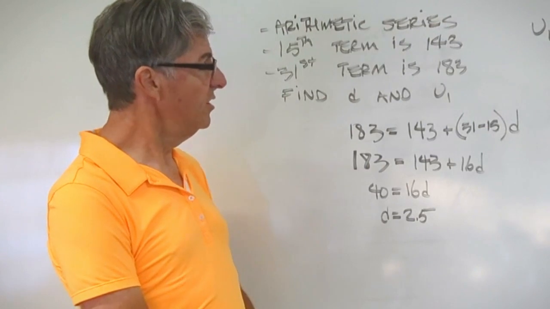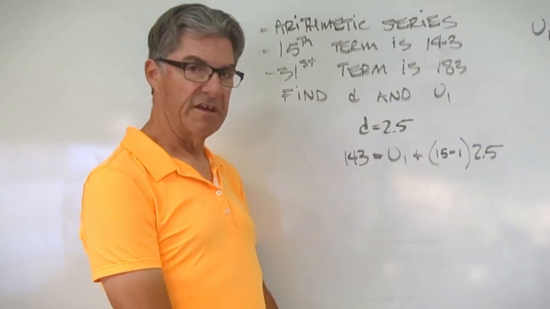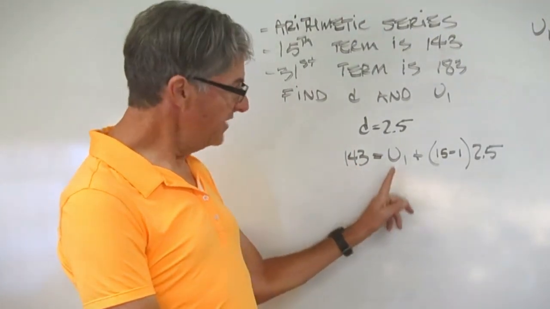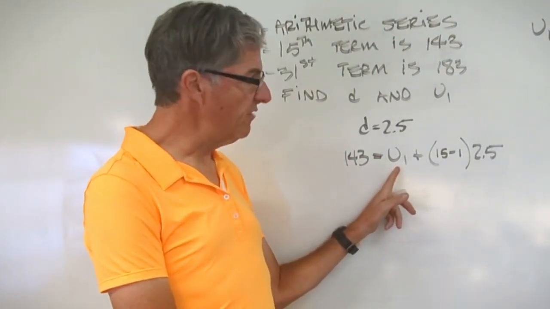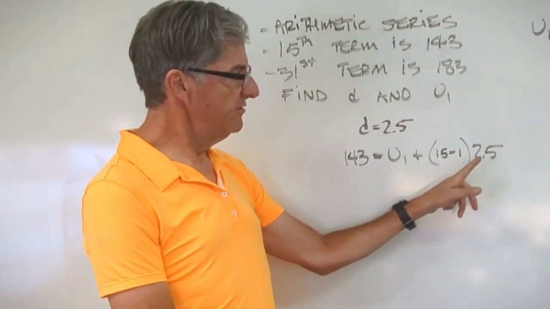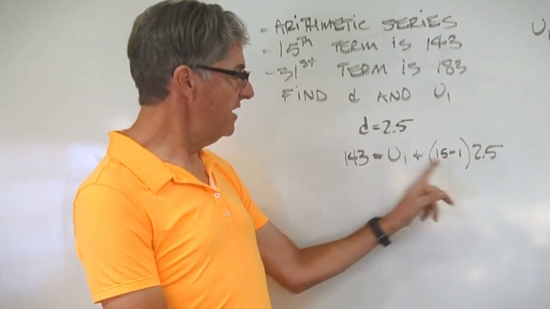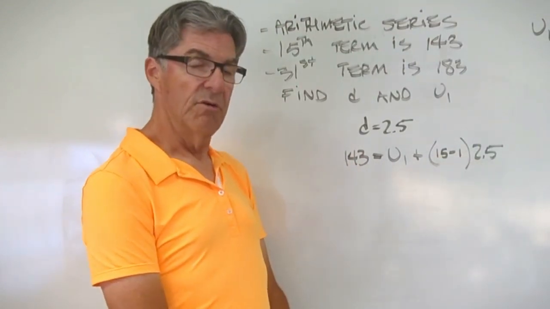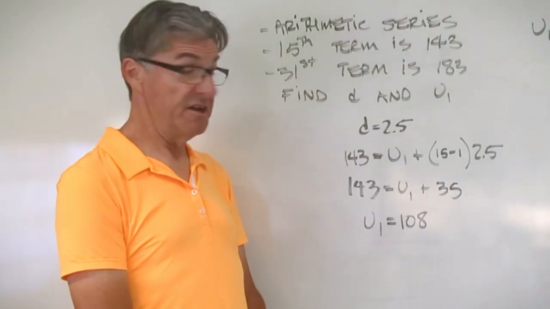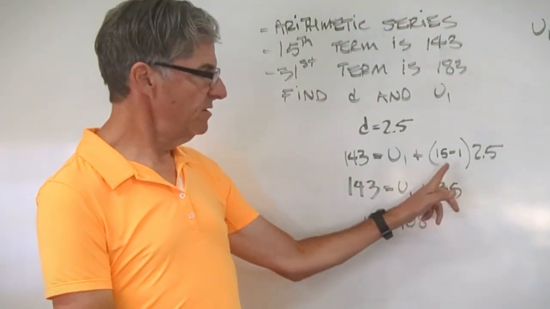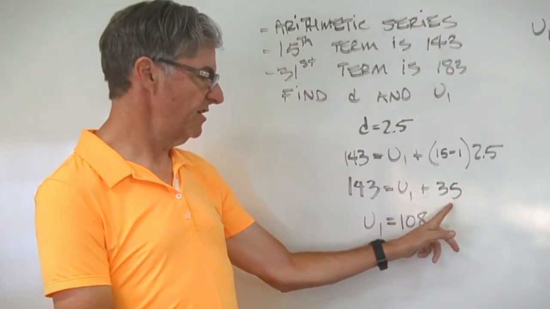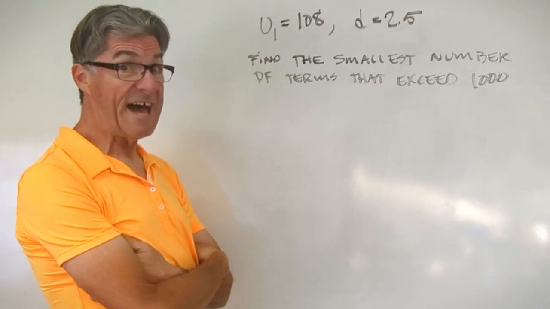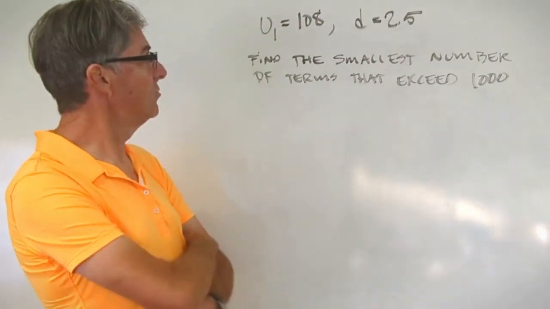Now, what I want you to do is find U1. Okay, I got you started. 143, there's our 15th term. It's going to equal the first term, that's our unknown right now, plus n minus 1 times our common difference. So our n for this one, this is the 15th term, so it's 15 minus 1 times 2.5. So pause the video, finish this up. All right, here's what I get. I moved it down, 14 times 2.5, that gives me 35, subtract from both sides. U1 is 108.